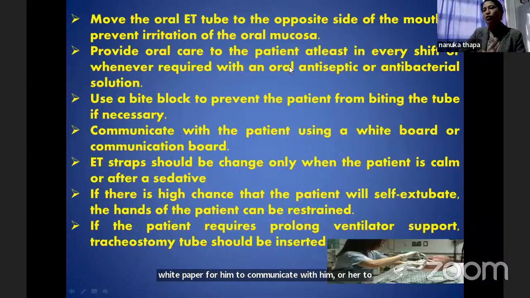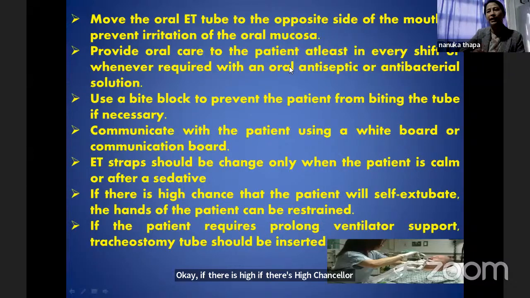Then the ET strap should be changed only when the patient is calm or after a sedation. So suppose the ET strap is too dirty and you want to change it. Whenever you want to change it, you have to see that the patient is not restless, he is calm, and he is under a sedation, okay?